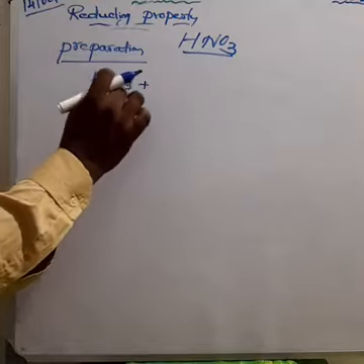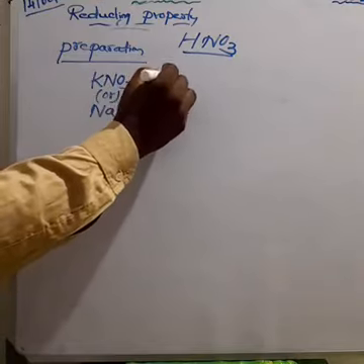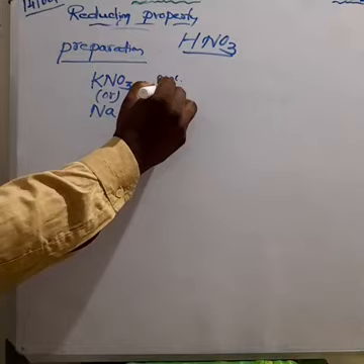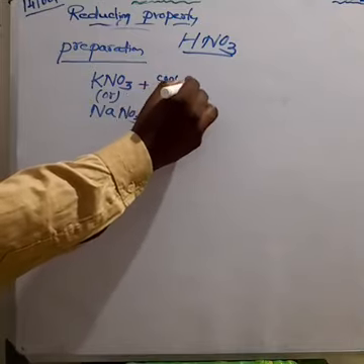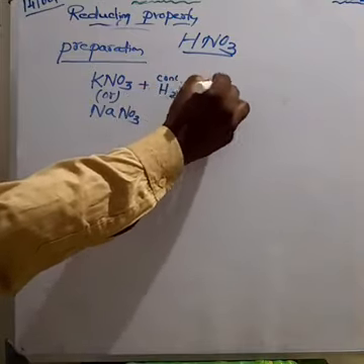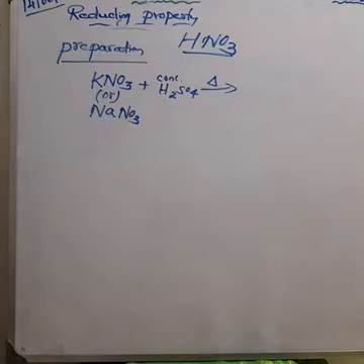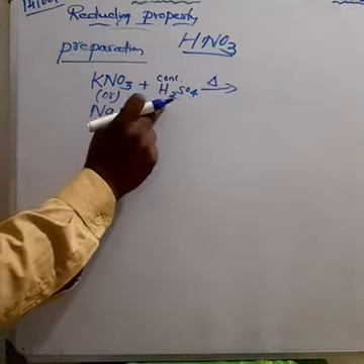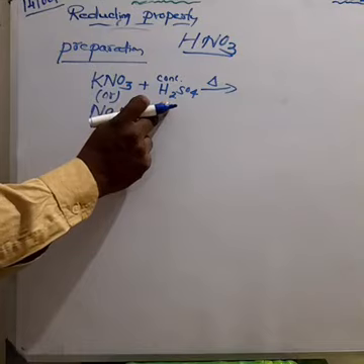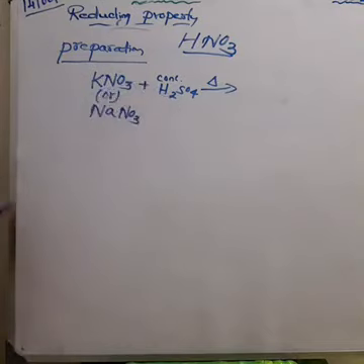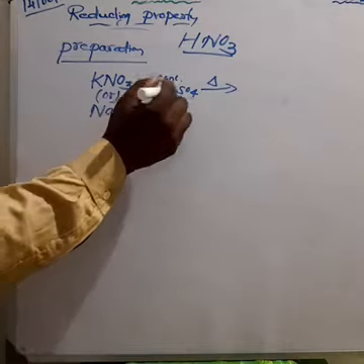I am taking concentrated sulfuric acid. What is the formula? H2SO4. I am heating these two reagents, potassium nitrate and concentrated sulfuric acid, in equal amounts. So what is happening here?